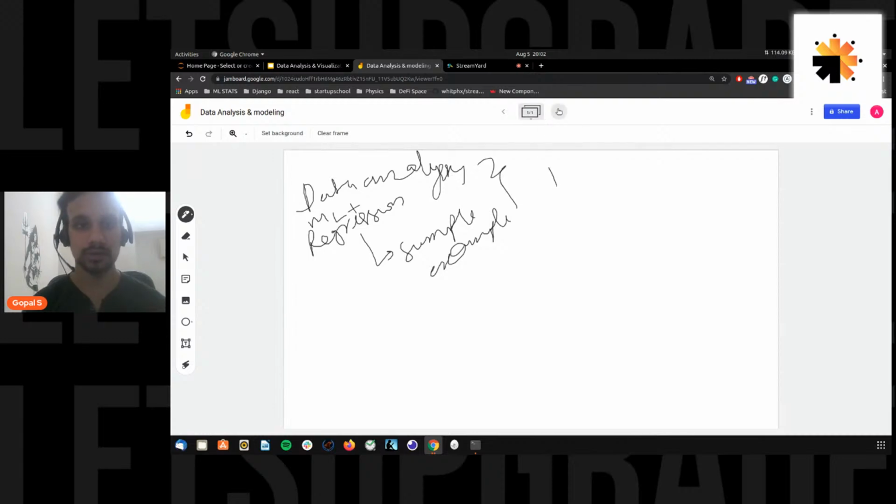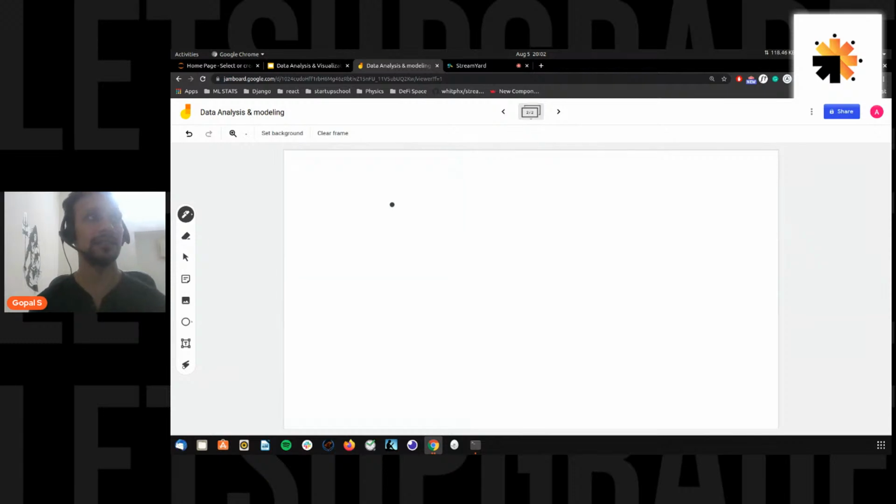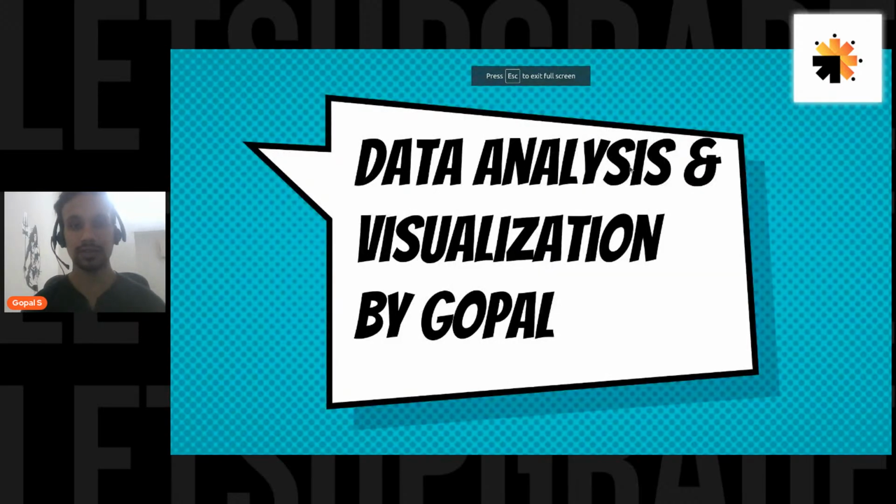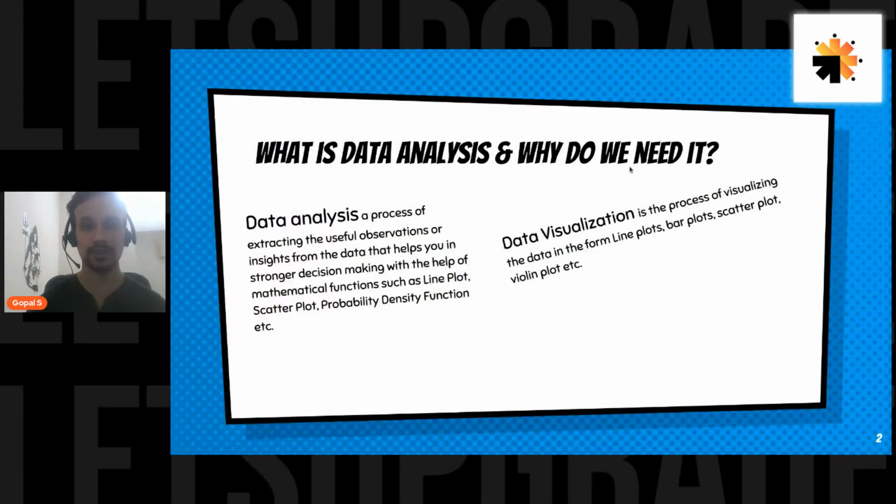Okay. So what exactly are data analysis and visualization? Before diving into the code base, I would love to give you an intuition about how exactly it works and how it is useful in the longer run. I have a slide for you guys that you might enjoy. So this is data visualization and analysis by Gopal, of course.